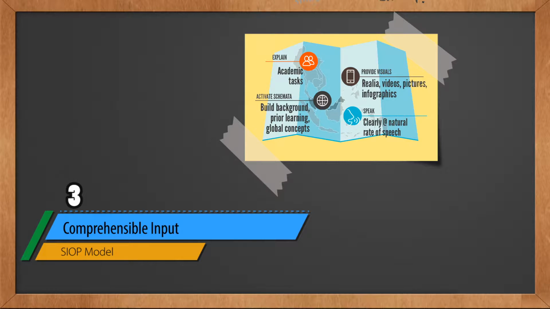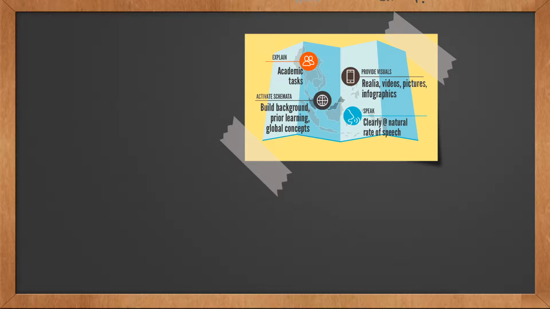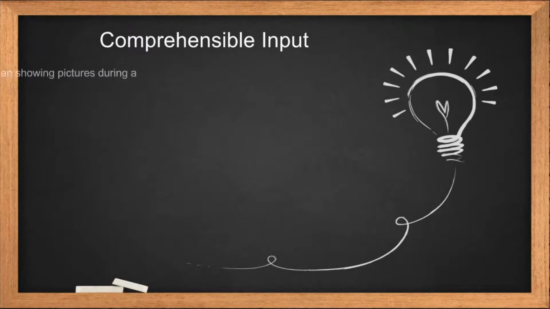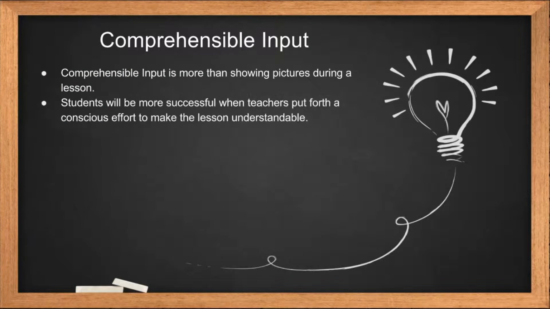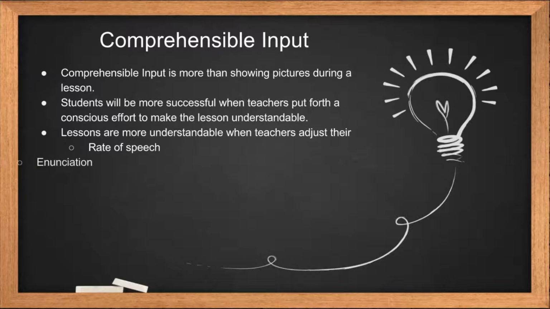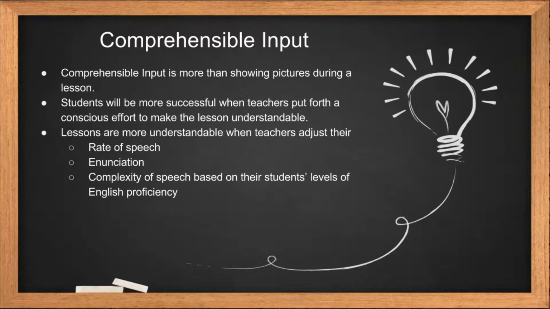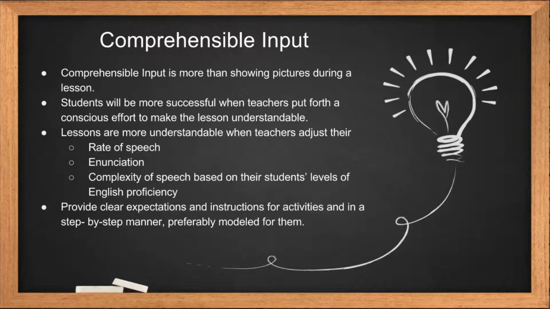Comprehensible input, the next component of SIOP, is more than showing pictures during a lesson. Students will be more successful when teachers put forth a conscious effort to make the lesson understandable. Lessons are more understandable when teachers adjust their rate of speech, enunciation, and complexity of speech based on their students' levels of English proficiency. Also, English learners at all levels, even native English speakers, perform better when the teacher provides clear expectations and instructions for activities. Instructions should be presented in a step-by-step manner and preferably modeled for them.